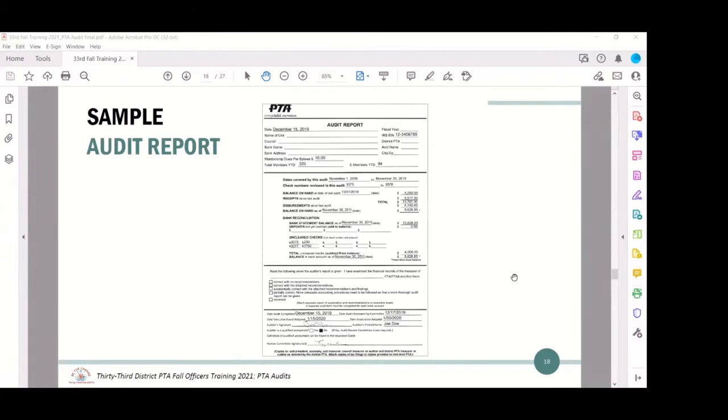This is a sample of the audit report. While this sample is a little bit unusual where it only covers one month, your typical audit report covers July 1st through December 31st and January 1st through June 30th. This audit is for the period covering November 1st through November 30th, 2019, covering checks 3075 through 3078. Your first line where it says balance on hand should be your ending balance from the previous month. Your receipts should be all income that was received during the reporting period.